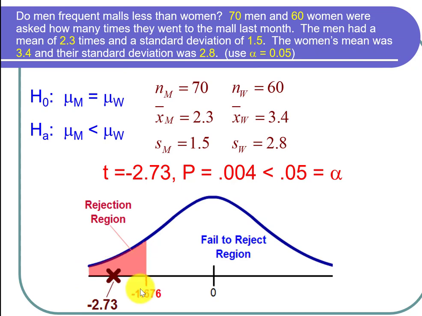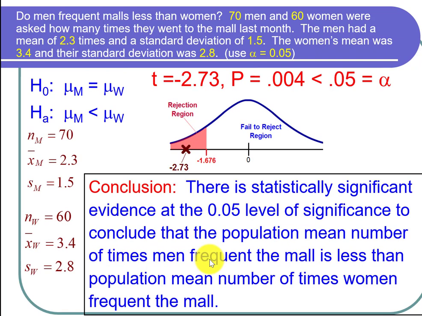And we're ready to state our conclusion. So we can conclude that there is statistically significant evidence at the 0.05 level of significance to conclude that the population mean number of times men frequent the mall is less than the population mean number of times women frequent the mall. And I'm done with the problem.